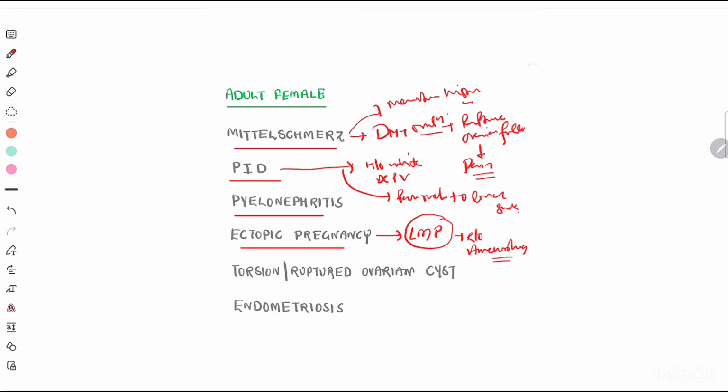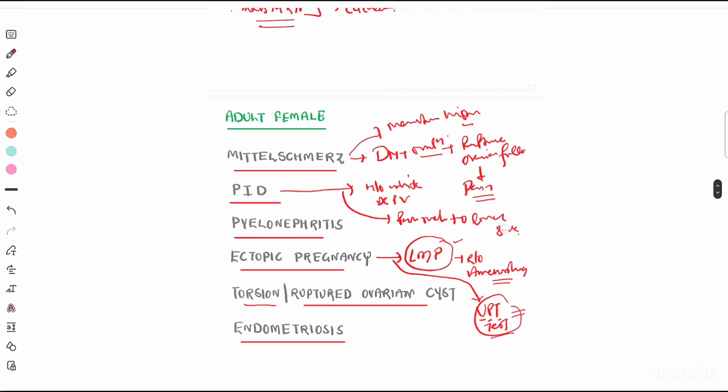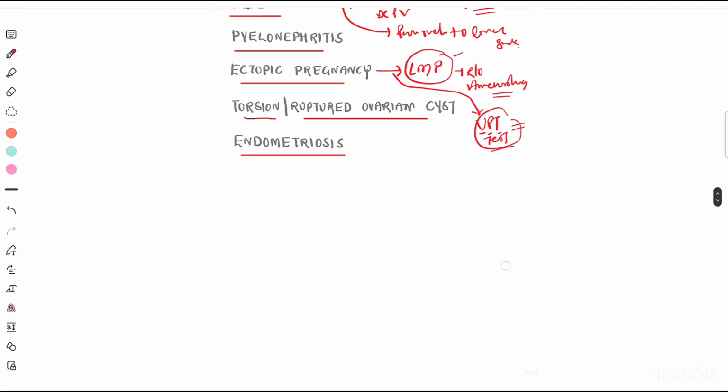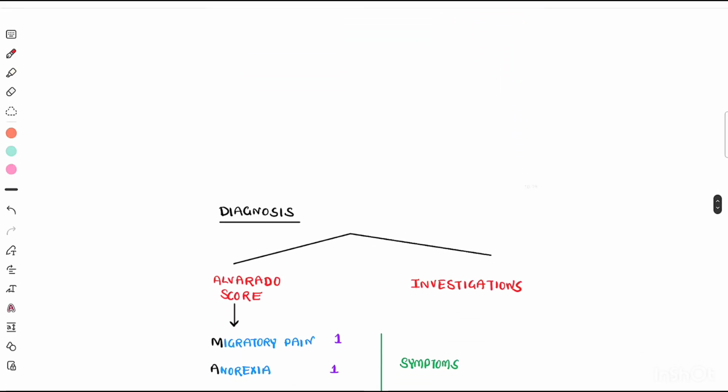So a female patient can present with right iliac fossa pain and can have an ectopic pregnancy. So to rule out pregnancy, we ask the patient about the LMP, and we are going to order a UPT test, urine pregnancy test. There can be torsion or ruptured ovarian cyst or endometriosis. So you have to rule out these differential diagnoses in case a female presents with right iliac fossa pain. So these are the differential diagnoses in female, male and children. We have covered all. Now we are going to diagnose the case.